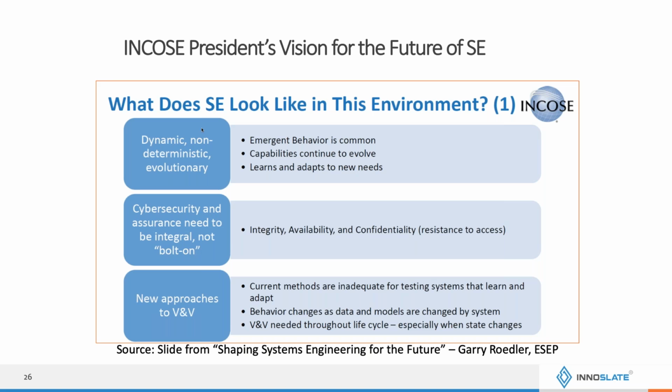Cybersecurity assurance, it needs to be integral, not bolt-on. Yes, absolutely. That's why the action diagram works so well. It helps us do that and build it into the process. You have to build in not only quality, you have to build in cybersecurity, information assurance. It's a critical item to be doing as you're going.